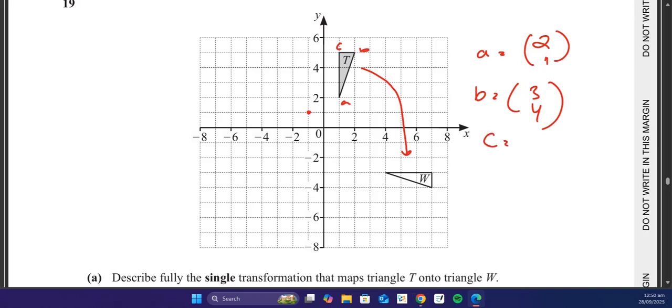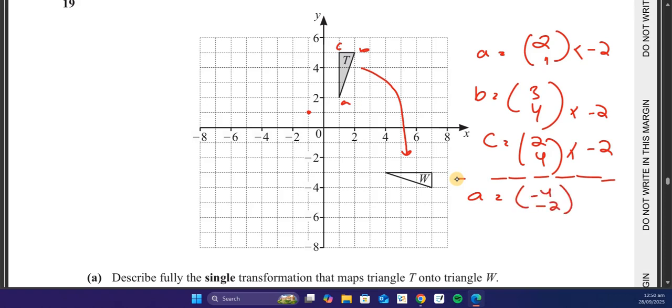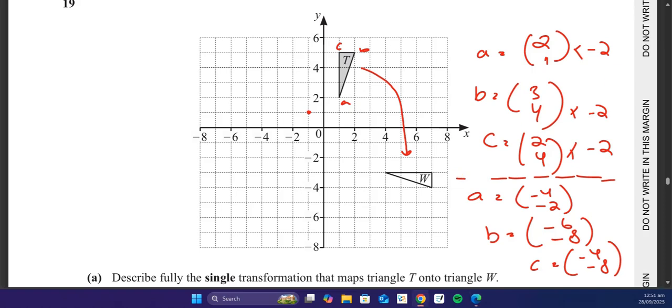Okay, and point C is 1, 2, 3, 4 and 1, 2. And we could just multiply these by the scale factor, which is minus 2, and that should give us the new values of A, B, C, which would be minus 4, minus 2, that's a vector, and minus 6, minus 8, and minus 4, minus 8. Perfect, makes sense. And then we could just plot it.